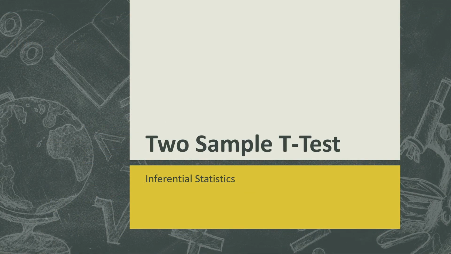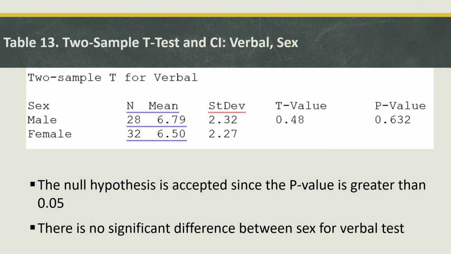So that's it for the regression. Now we will have the two sample t-test. The two sample t-test will start with verbal and sex. The null hypothesis is accepted since the p-value is greater than 0.05. Thus, there is no significant difference between sex for verbal tests. Their scores are not significant, whether you're a male or a female.